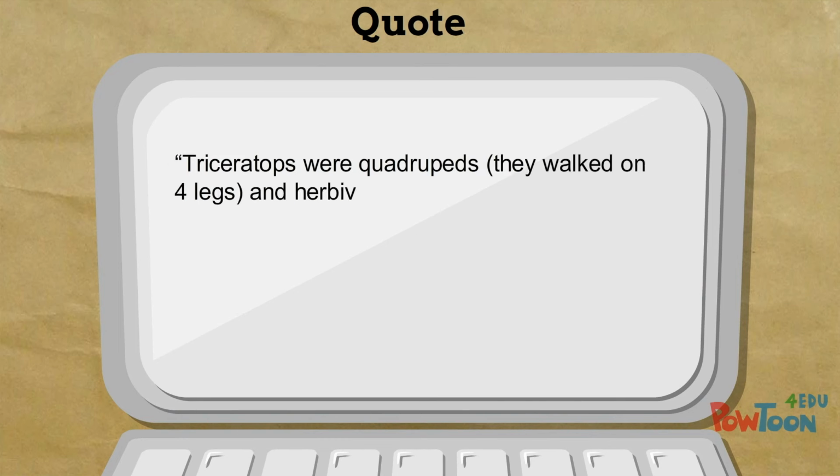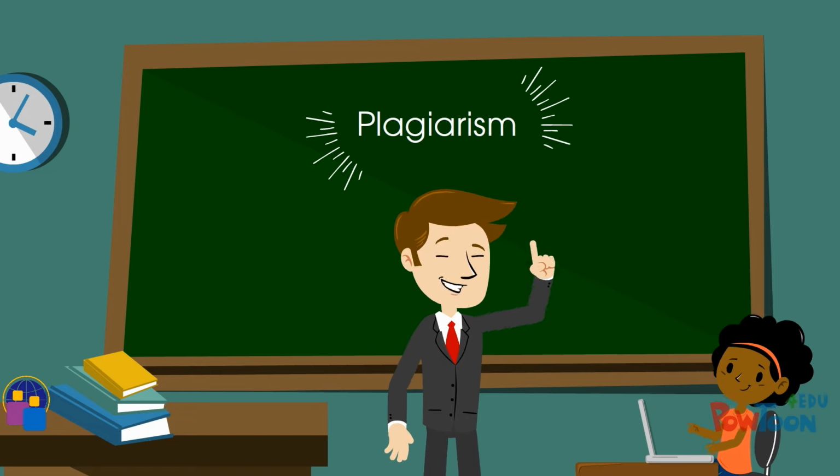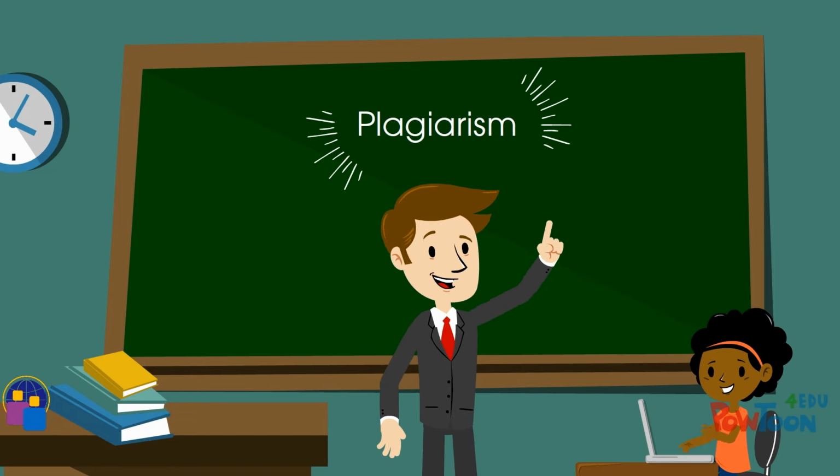Because we're taking someone else's exact words, we have to say where we got the words from. This is called citing. For example, here we would add in parenthesis, Bruno Paul Stenson, Red Path Museum. If we don't do this, then we are plagiarizing. Plagiarism is like stealing. It's like taking something that doesn't belong to you and pretending that it's yours.